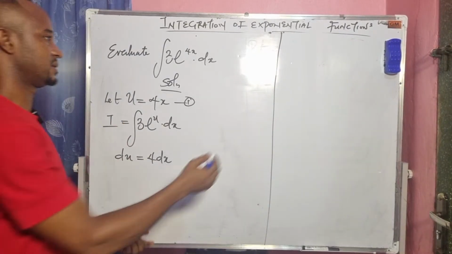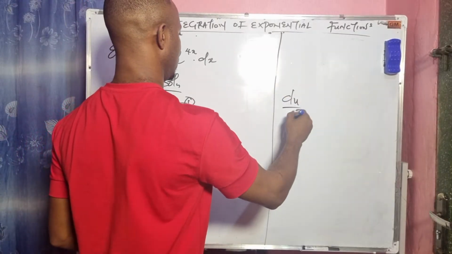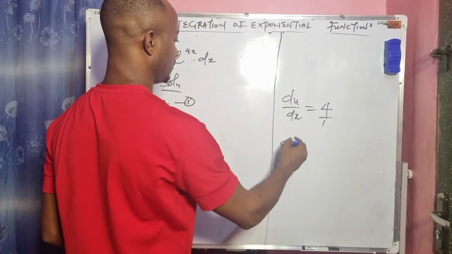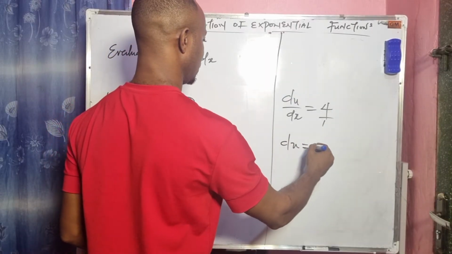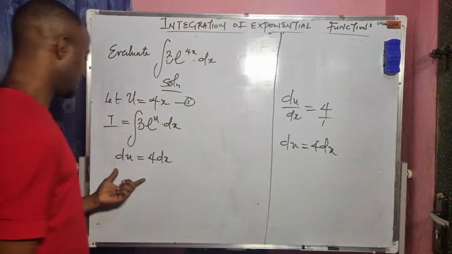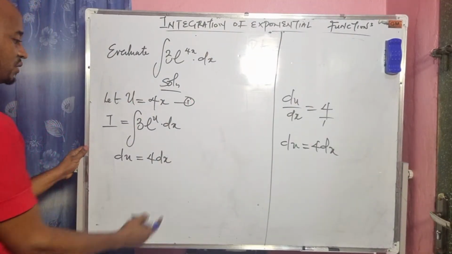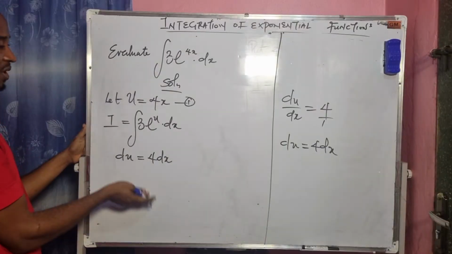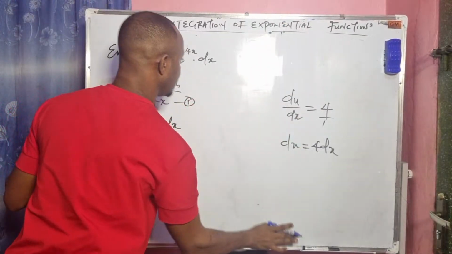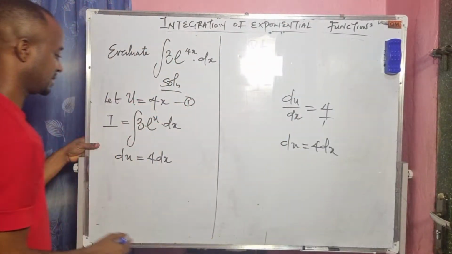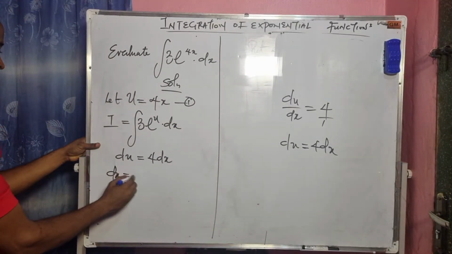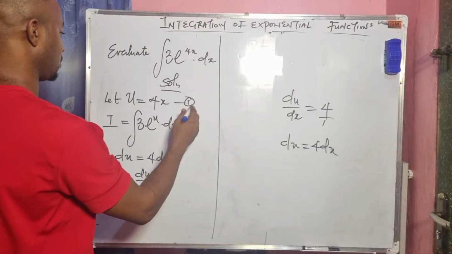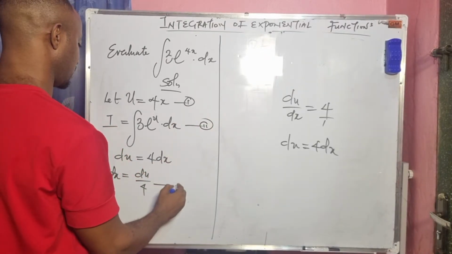The du over dx is equal to 4. So by the time we cross multiply, that will give us du equals what? 4dx, right? So this is du equals 4dx. So I can then make our dx the subject. That will give us our dx equals what? du over 4. This is equation 1, equation 2, equation 3.